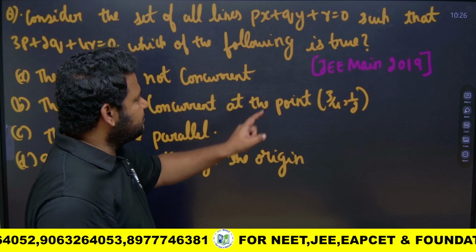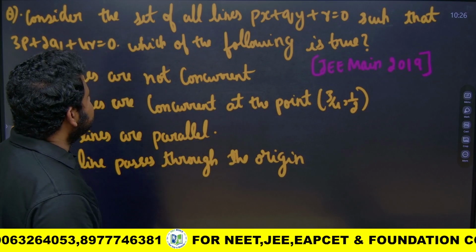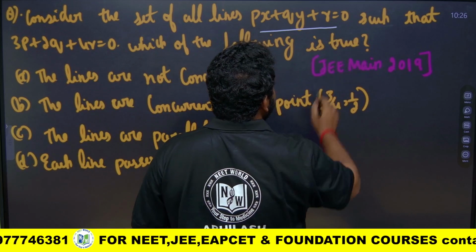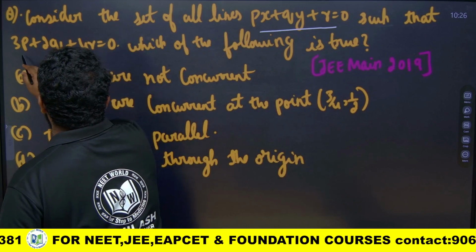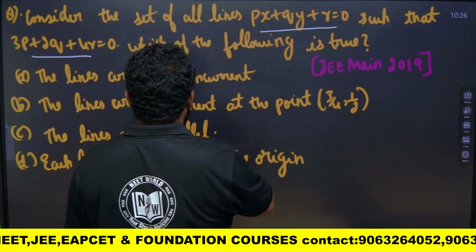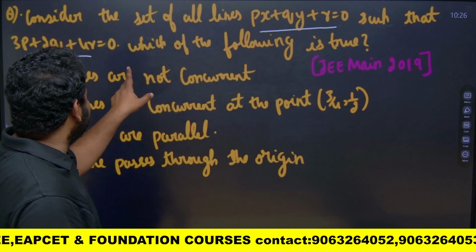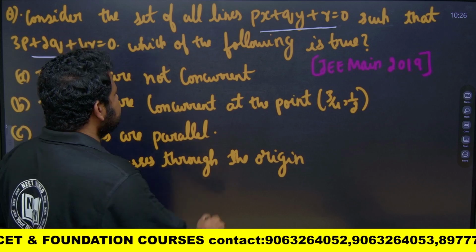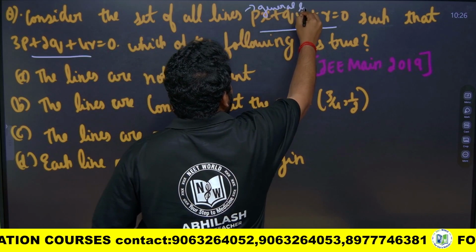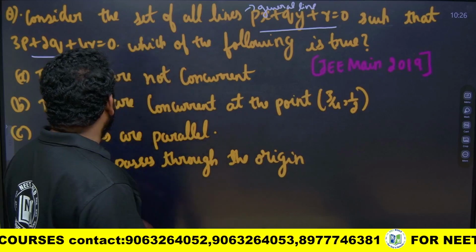So, this is a JEE Main 2019 question. They are telling, consider the set of all lines Px plus Qy plus R is equal to 0 such that 3P plus 2Q plus 4R is equal to 0. Which of the following is true? They have given two lines. One is a specific, particular line. This is some general line. So, they are asking which of the following is true.